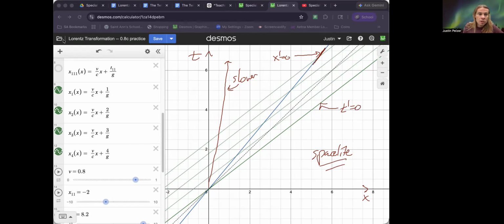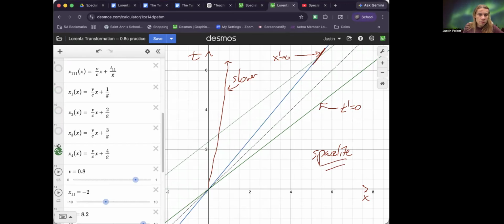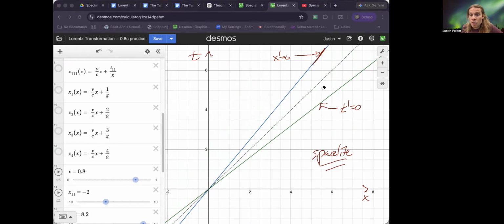The t prime equals 0 line is important. I'm going to get rid of these. You'll notice it's a mirror image across the light line, right? This is the light line, meaning v equals c. That's this one, right? Of x prime equals 0. These will always be opposite slopes.